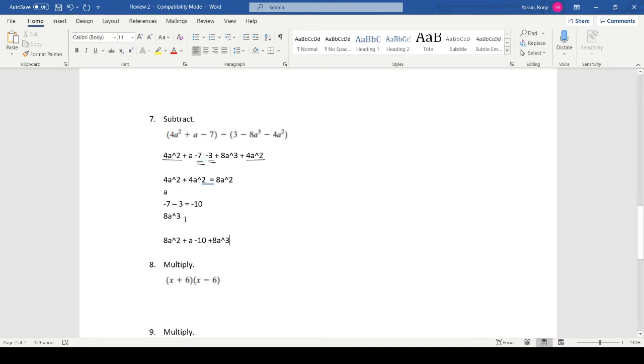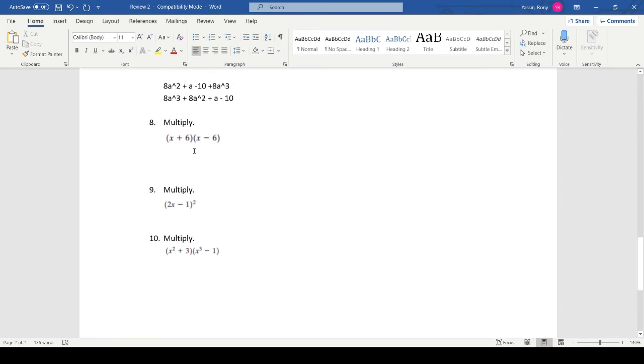Now, obviously, you can write this in a better order than this. So you can write it with the most degrees to the least degrees. So if you came to class on the day we talked about this, you'd know what we're talking about. So 8a to the third could be the starting value plus a second plus a minus 10. So this would be the better way to write this. I'll accept this, but this is the more correct way to do it because it's in order of degrees.